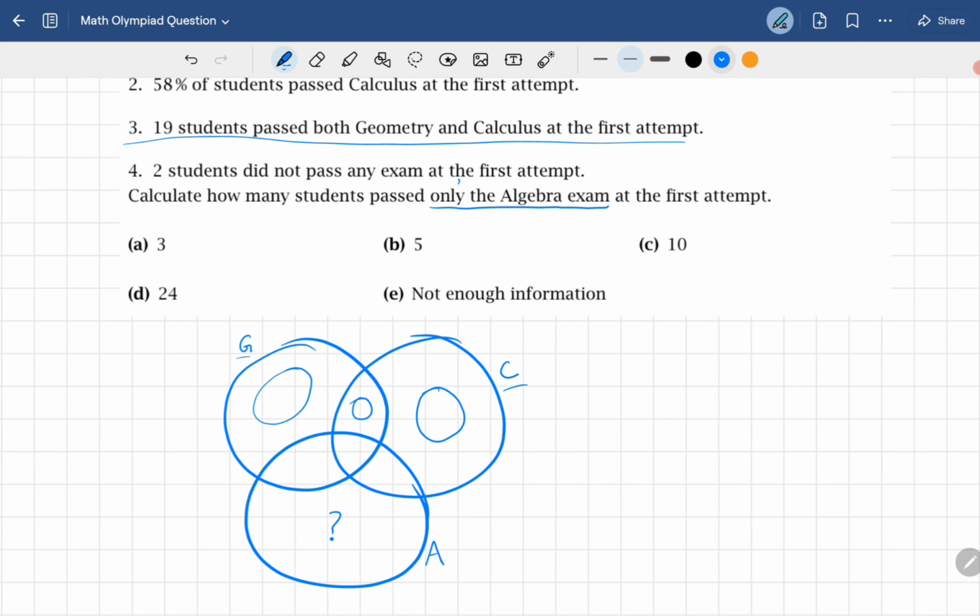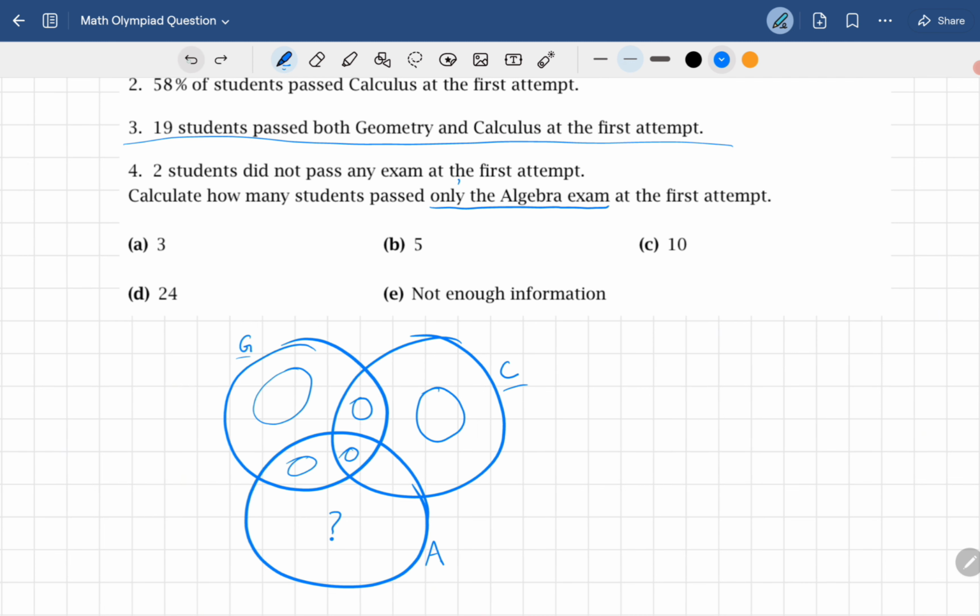What you're going to write over here are the number of students who pass both geometry and calculus, which we could see in this third statistic. This one are students who pass geometry, calculus, and algebra. What you write over here are individuals who pass both the geometry and algebra test. And over here, you write individuals who pass both the calculus and algebra test.